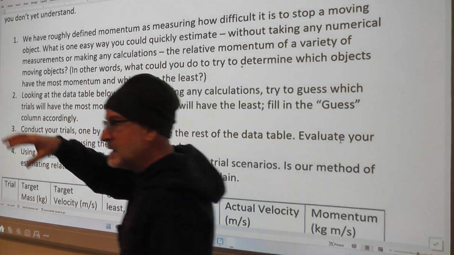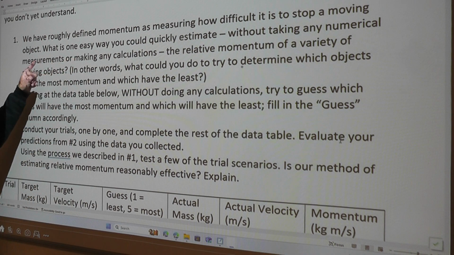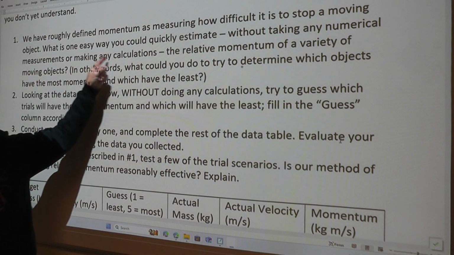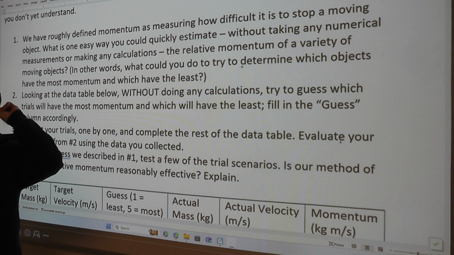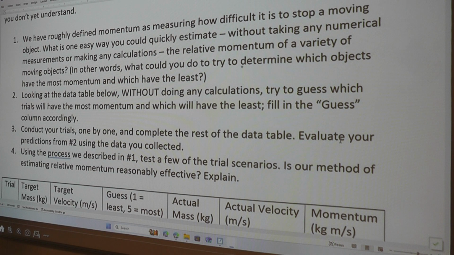But here's the piece that you all have to hear, because if you don't hear this, you're not going to do this right. I want you to do it without taking any numerical measurements or making any calculations. This isn't a multiplication problem. This is a feeling problem. How hard is something to stop?